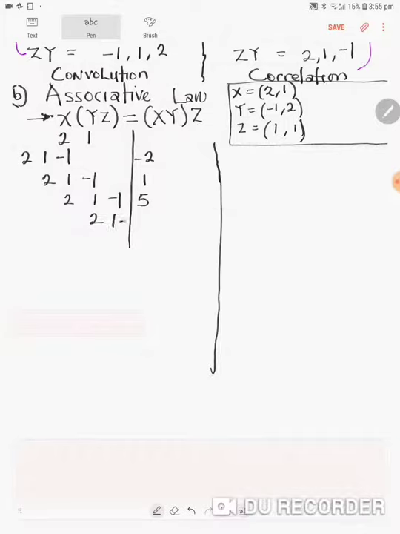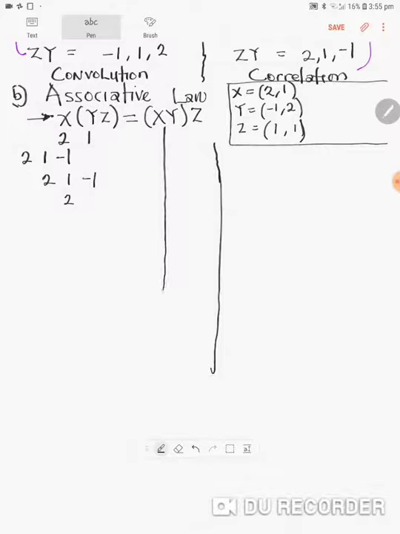2 1 minus 1. So 2 times 1, 2. Then 2 1 minus 1. Sorry, I didn't leave enough space. Okay, let me just erase it and do it all over again. So that's another thing to learn: always leave enough space. So 2 times minus 1, that's minus 2.